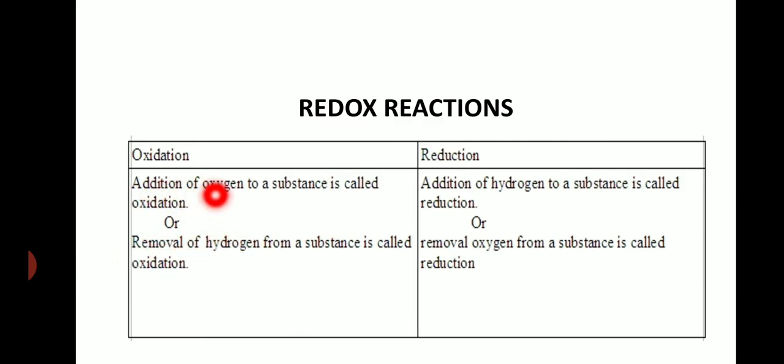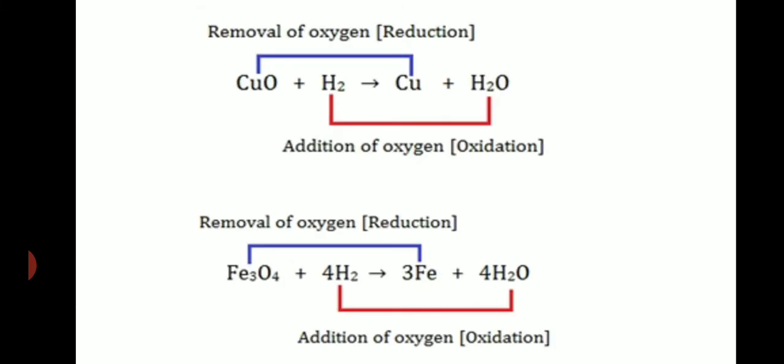If there is an addition of oxygen, it is oxidation. If there is a removal of oxygen from a substance, then it is a reduction. If there is addition of hydrogen to a substance, it is reduction reaction. Removal of hydrogen from a substance, it is oxidation reaction. Now it is clear to you. We have discussed some examples. Once more, we can go through some other examples in this section.